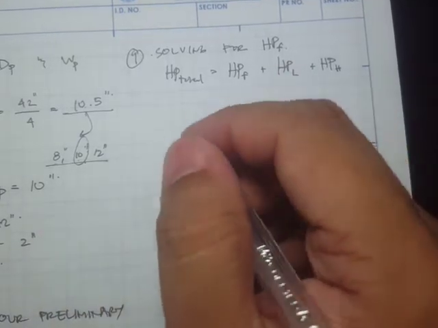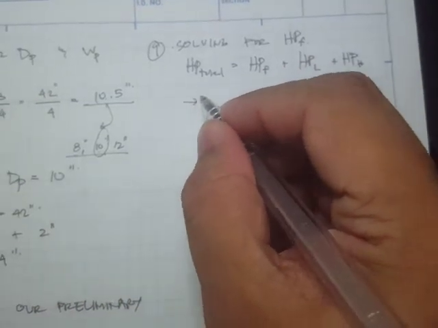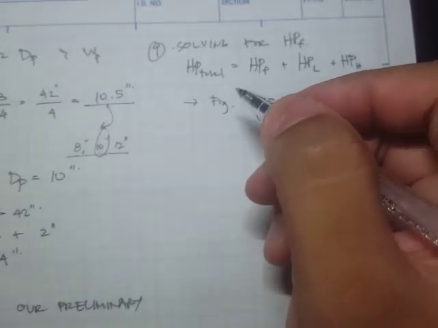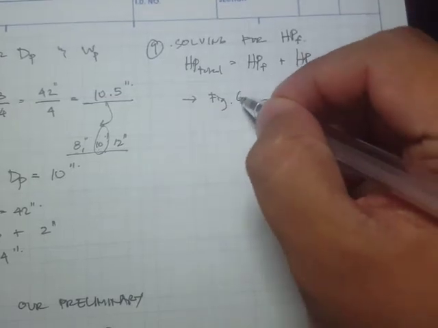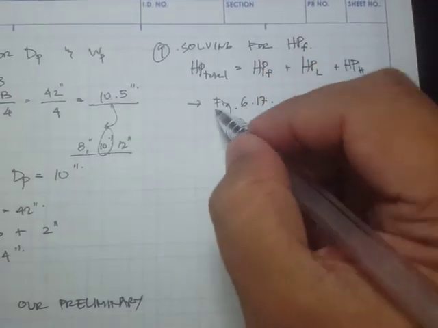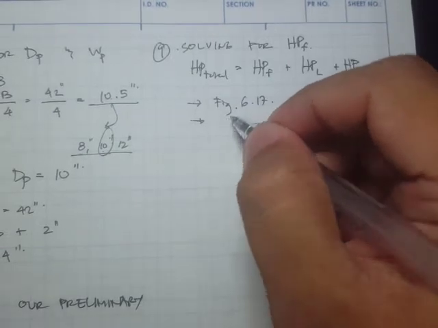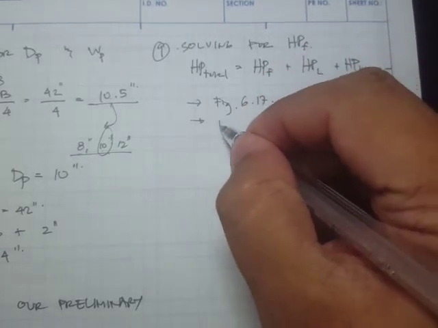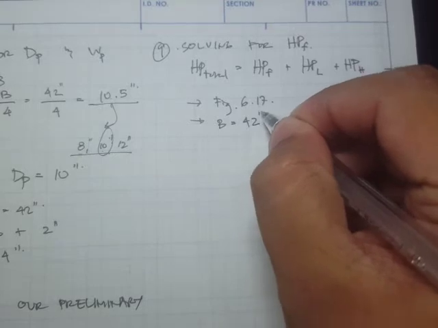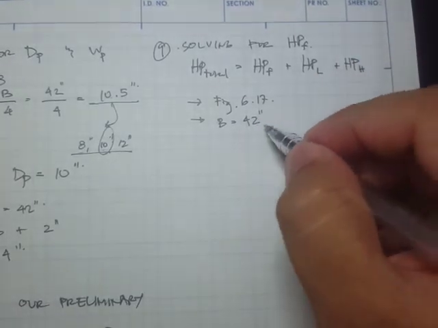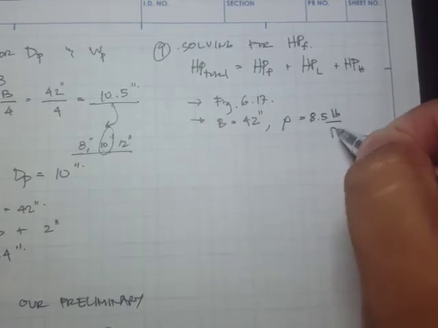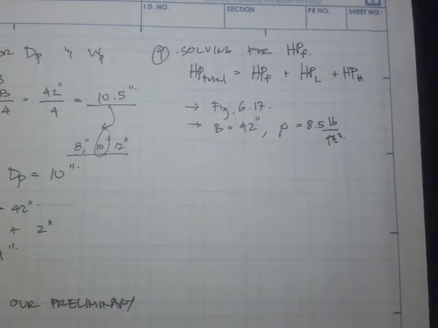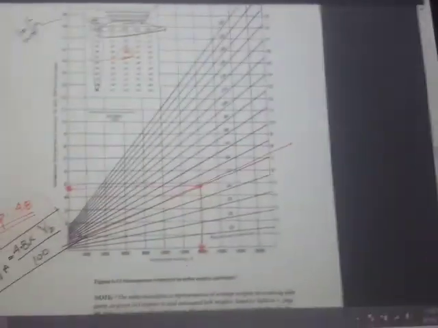Okay, so in doing so, we are going to enter figure, I think that's figure 6.17. And in doing so, we need the following information. B, our belt width, is 42 inches, and our material density is 8.5 pounds per cubic foot. Okay, so this is it.